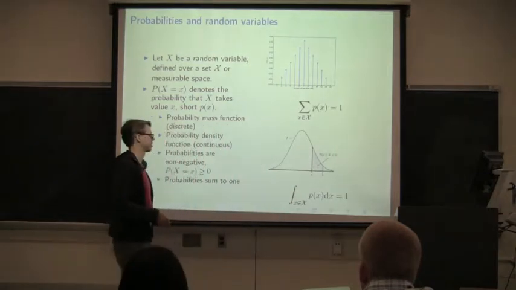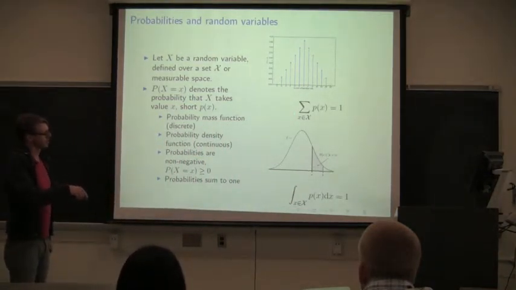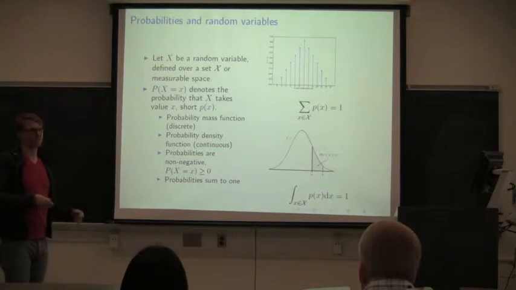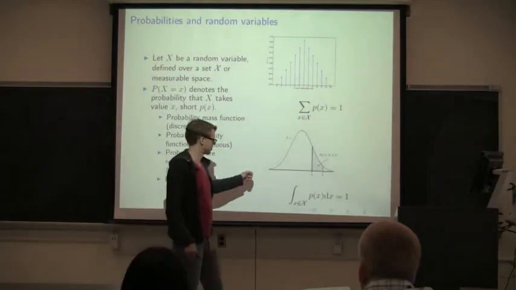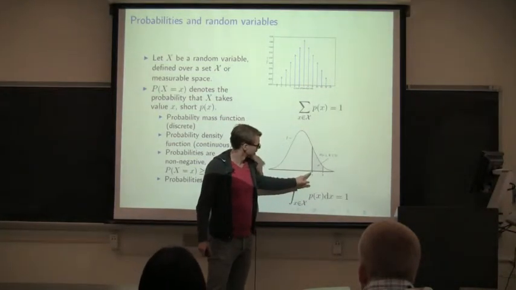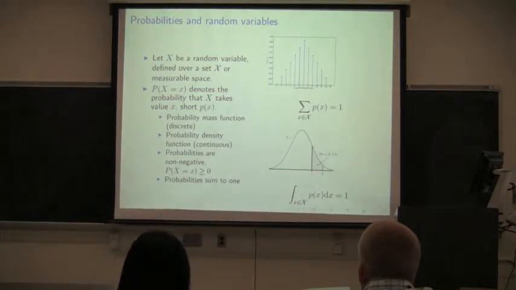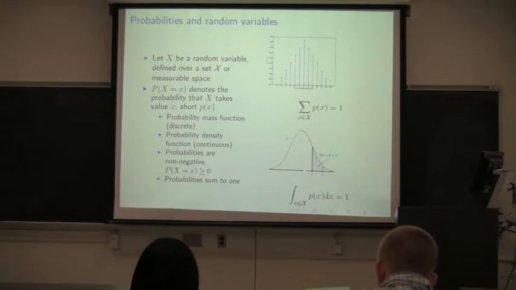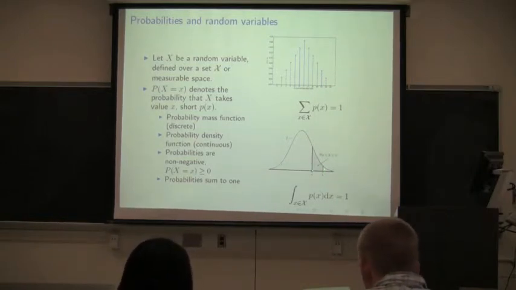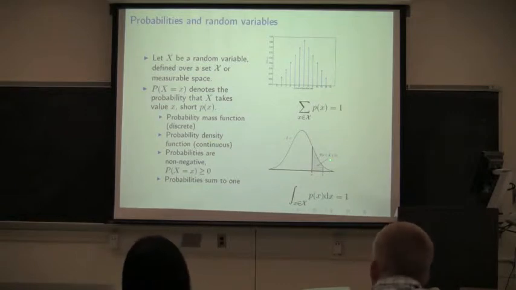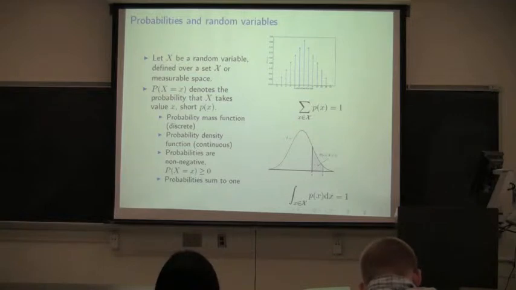In the continuous case, the summation is replaced by an integral. If we integrate from a to b, we get the area under this curve between a and b, which equals the probability that we observe the random variable between a and b, and that is now a number smaller than 1.